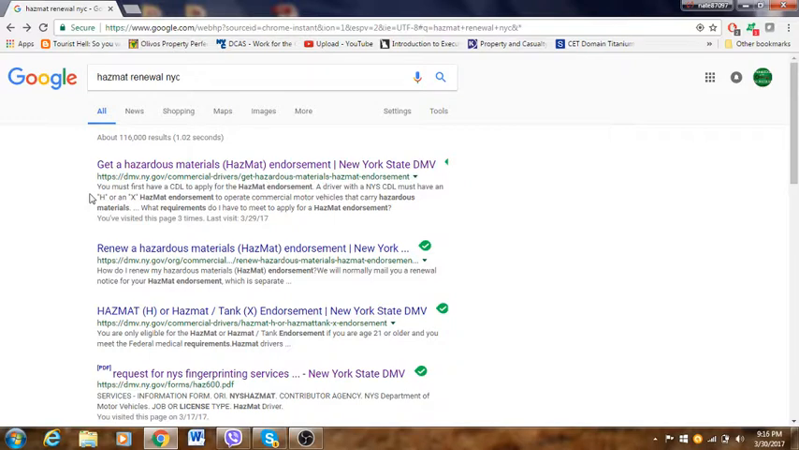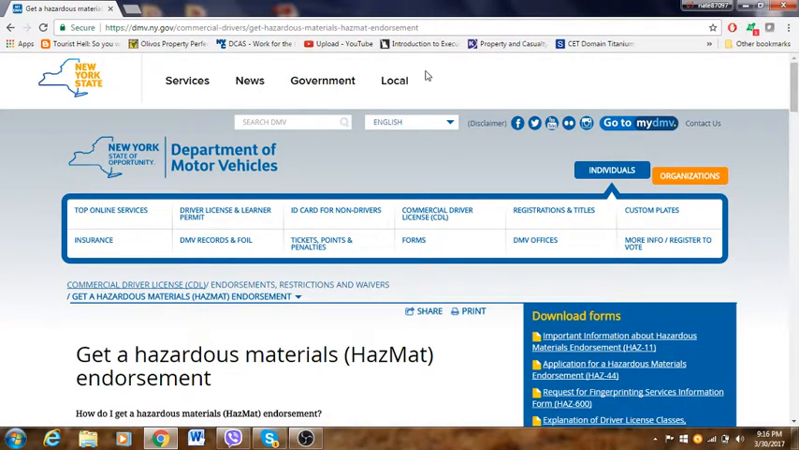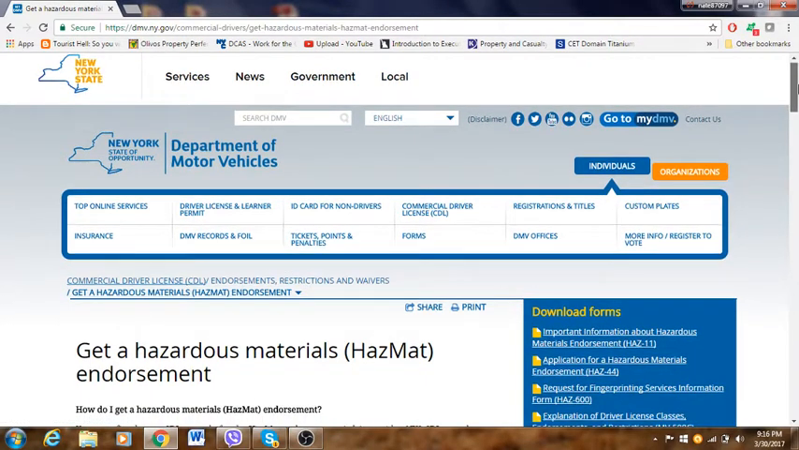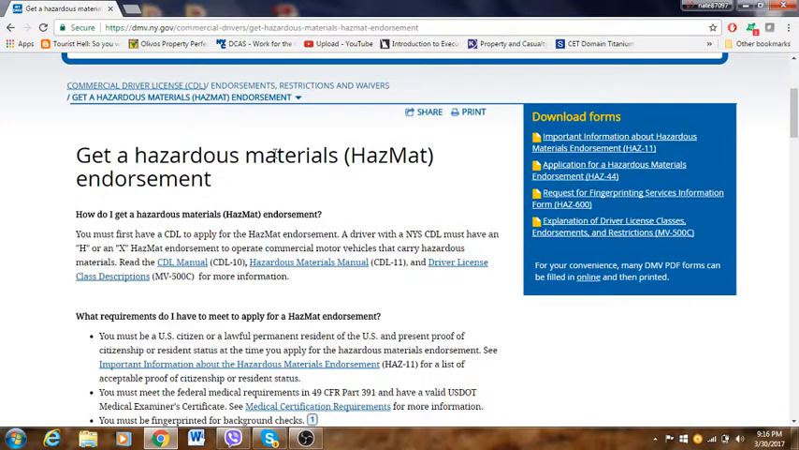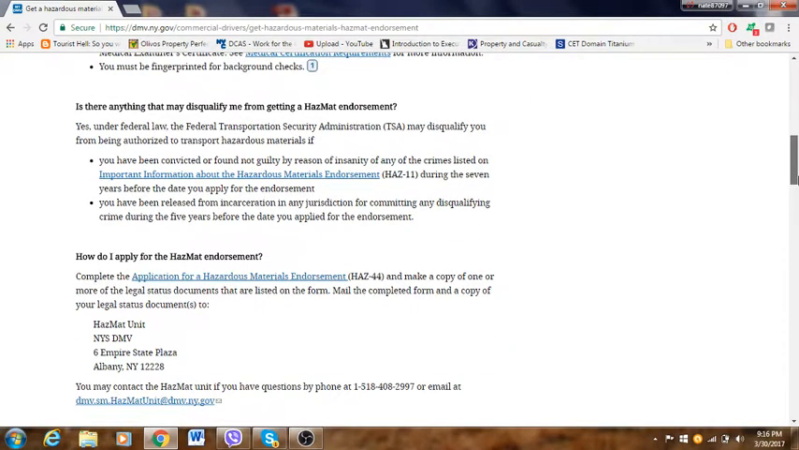So what you do is you go over here on Google and click on Hazmat Renewal New York City. Once you do that, just click on the first link, get a hazardous material hazmat endorsement. Click on it, and you'll see the New York State sign over here, services, news, government and local, and you just go down and get a hazardous material endorsement. You're not going to go all over here. It's up to you if you want to read all this, how to apply for hazardous endorsement.